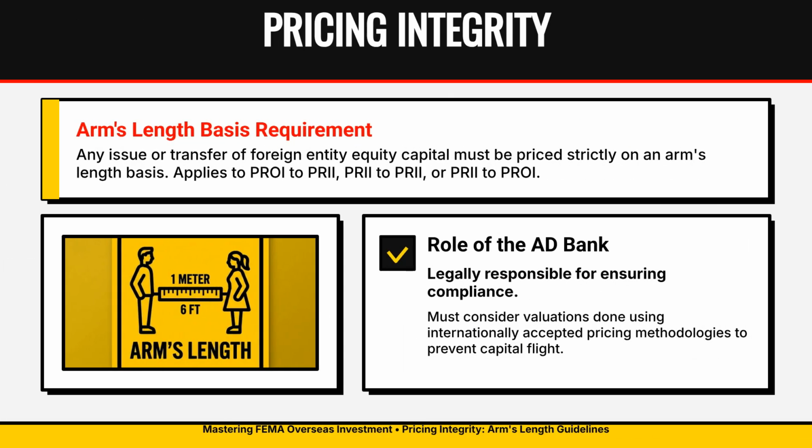Whenever equity capital of a foreign entity is issued or transferred, FEMA insists on fairness through the arm's length principle. This applies whether the transfer is between residents, non-residents, or a combination of both. Arm's length simply means the transaction price should reflect genuine market value and not be artificially manipulated. The authorized dealer bank plays a crucial role here. Before processing the transaction, it must ensure that internationally accepted valuation methodologies have been followed. The objective is simple: prevent underpricing, overpricing, and disguised capital transfers across borders.